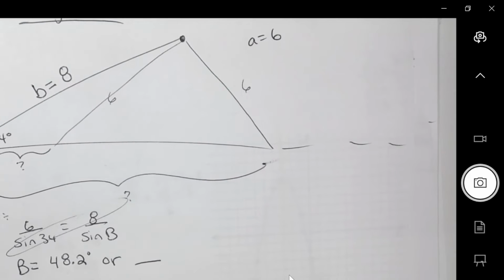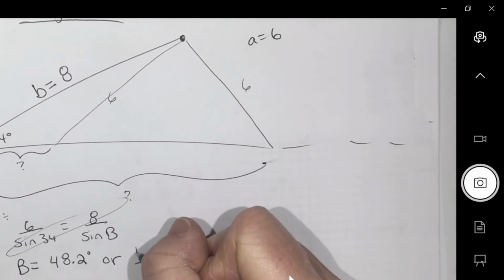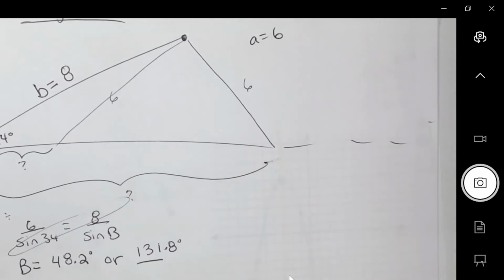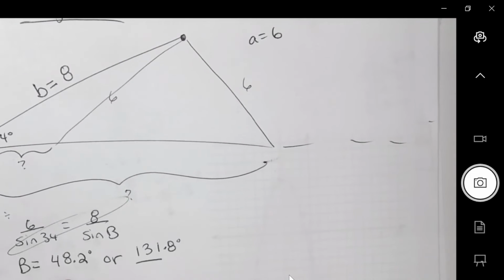or there could have been another angle. Do you remember how to figure out what the other angle could have been? Supplementary. The 180 of it. You have to understand your calculator is not going to give you, hey, it could have been this or this. It could have been this acute or this obtuse. So 180 minus that.